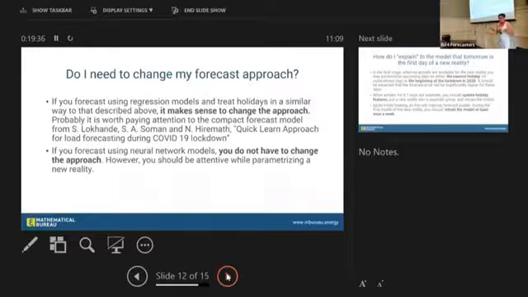And my answer to the question, do I need to change my forecast approach? If you use regression or model holidays or non-regular days the same way I do, or you use some dummy regressors in functions the way someone else does, you should probably change the approach and pay attention to the quick compact model from the reference. And if you use a neural network, then you can keep it. You don't have to change anything.